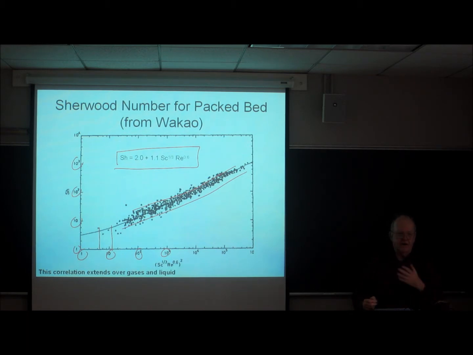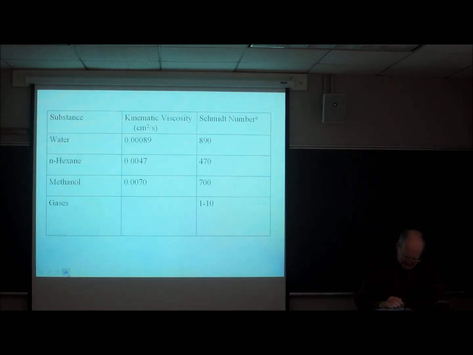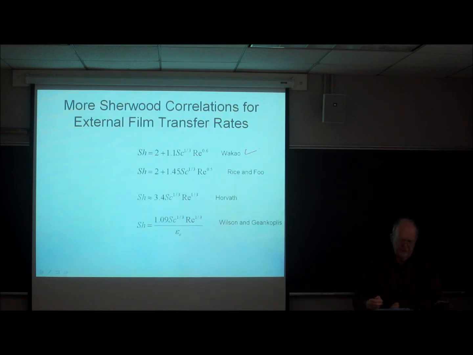Now, other people have done other studies under other conditions, and they've come up with, I'm sorry, I'm going to skip that and get right to it. This is Wakao's result. Rice and Fu recommend this correlation. Notice there's a little difference here, not a big difference, and there's some difference in the numerical coefficient there. Csaba Horvath, one of the big guns of HPLC, came up with his own correlation. He drops the 2. He says that coefficient is more like 3.4, not 1 point something or other. And he says that that exponent's more like 1/3.